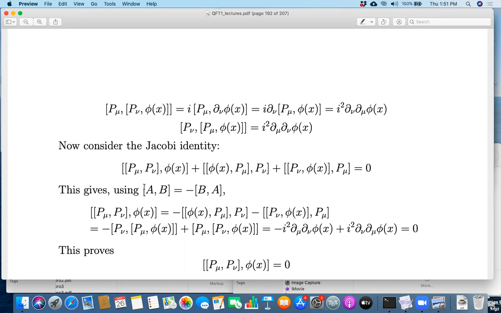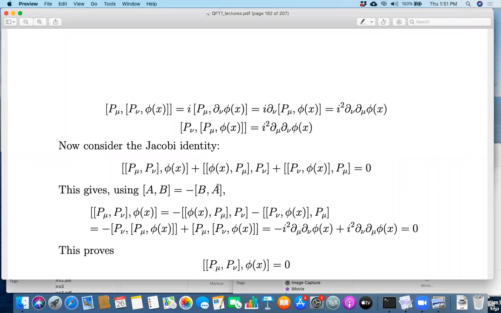Now, using this fact that the commutator is antisymmetric, we can just massage this a little bit. So the first thing we'll do is that we'll write this on the left hand side, and these two we'll bring on the right hand side. So this commutator I'll write as minus of this, minus of this. So that's this line over here.